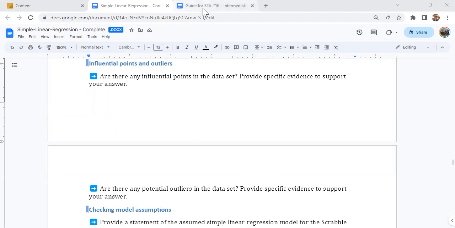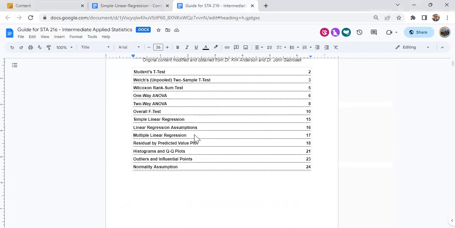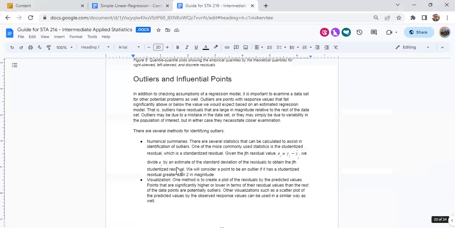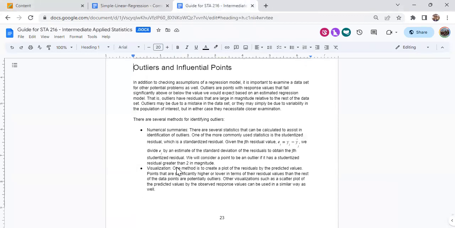So I added to the guide for Stat 216 document just recently. So if you downloaded it, you'll have to re-download it from Blackboard. A little section on outliers and influential points. And this is in the readings on the course schedule as well, but I sort of typed up some notes on it in here. So outliers and influential points are two types of problematic observations or data points when fitting a linear regression model.